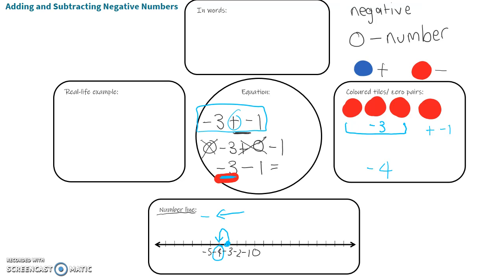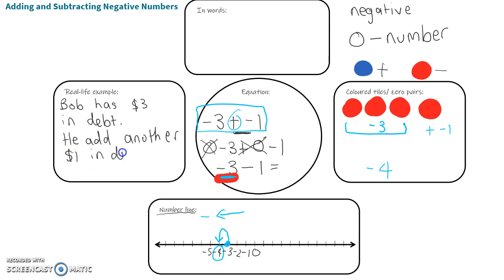Okay, if we want a real-life problem version of this, we could think of money, or we could think of temperatures. Those are the two main ones that you can use here. You can use other ones if you like, if you know them. Here, we're going to use the real-life example of money. So let's say Bob has $3 in debt, and he adds another $1 in debt. Now he has $4 in debt.